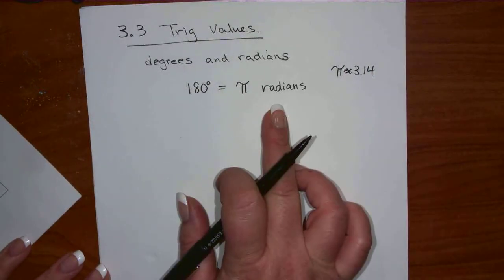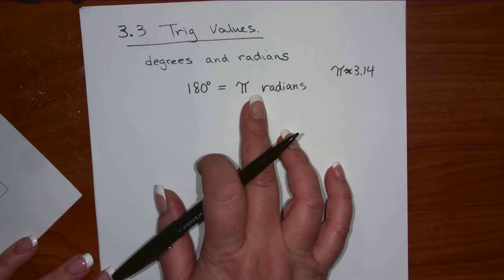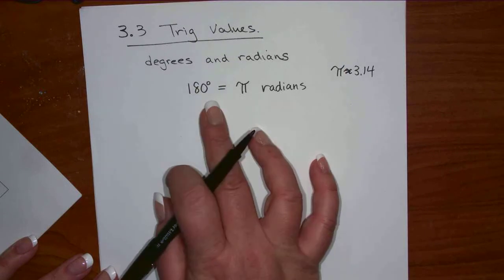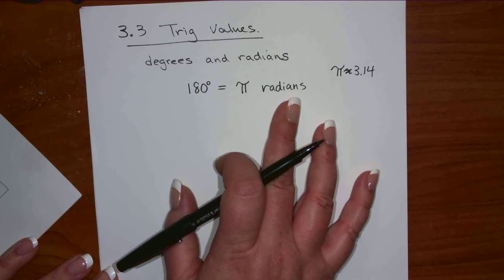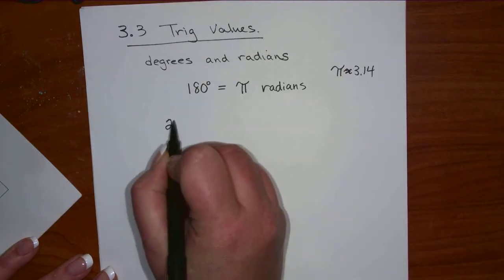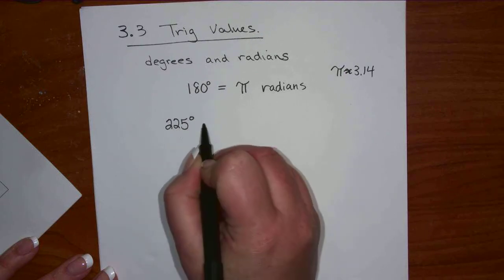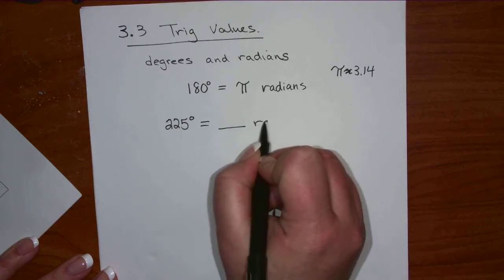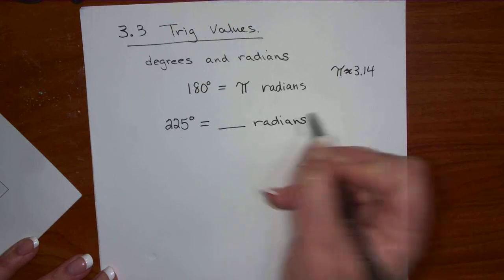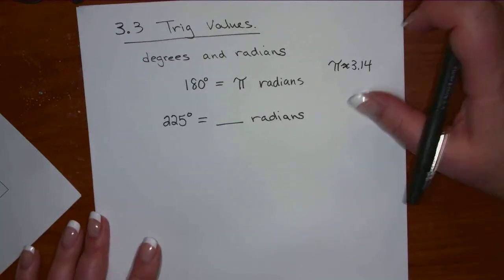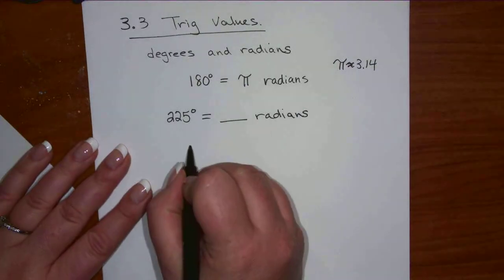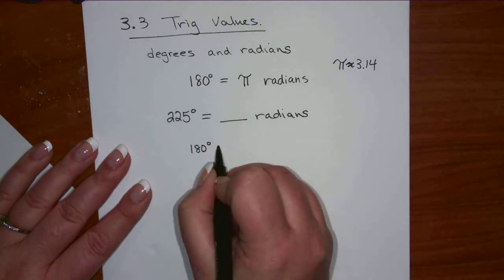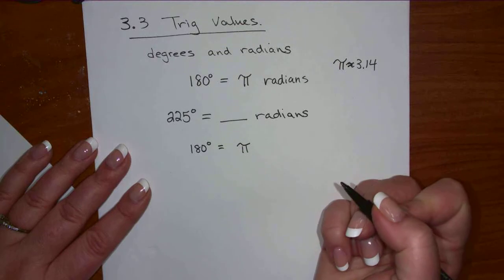So 180 degrees is equal to pi radians. You can use this one fact to convert any degrees to radians or radians to degrees. So for example, if I wanted to know what 225 degrees is in radians, not easy without a calculator, but let's do it. So what you do is you take your fact that you know, 180 degrees equals pi. So you write that down.